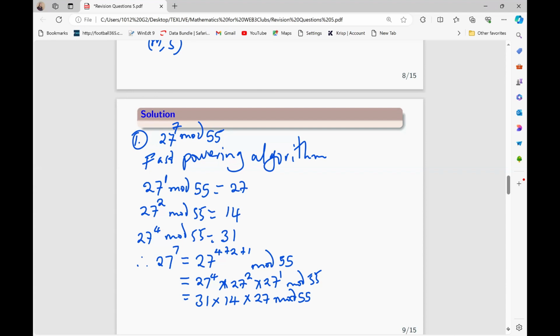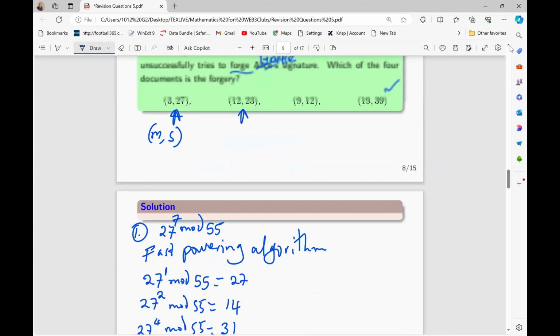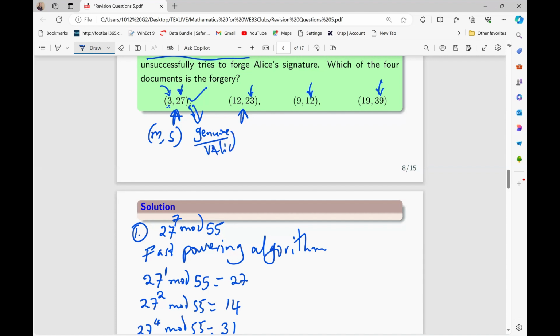213 times. The remainder is 3. We were verifying whether this 3 is the same as the one we were sent. We were sent 3. This means this document is genuine. It's valid. Let's try the next one.